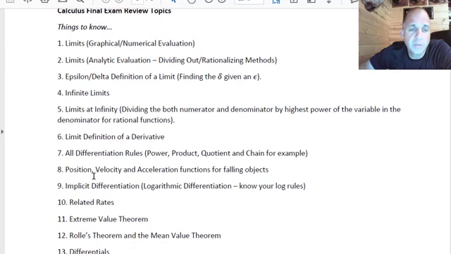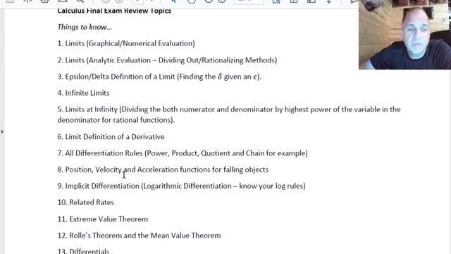Make sure you're familiar with your position, velocity, and acceleration functions for falling objects. Our acceleration functions were typically constants, either 32 feet per second squared, negative 32 feet per second squared, or negative 9.81 meters per second squared. We encountered this both in differentiation, but also in integration as we were finding some of the antiderivatives. And know that the derivative of position is velocity, the derivative of velocity is acceleration. So that means the second derivative of position is acceleration.